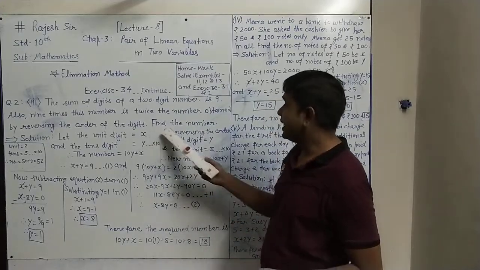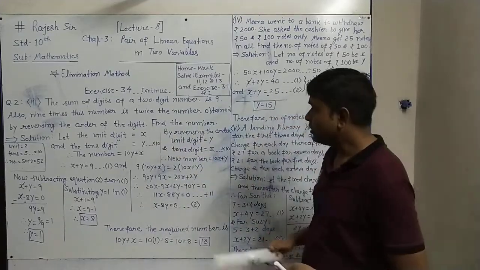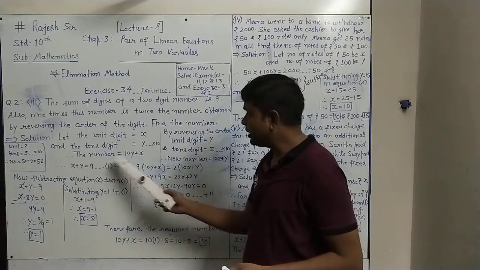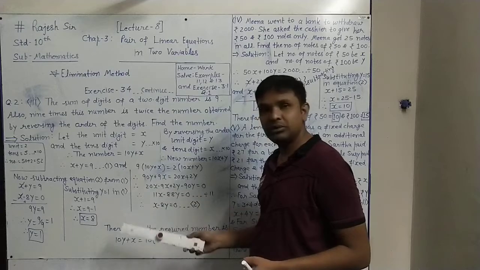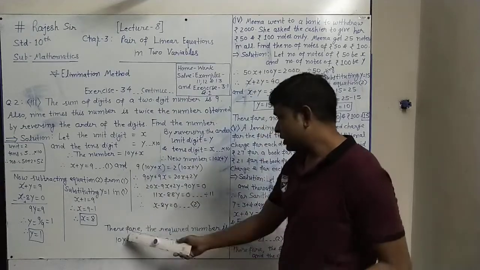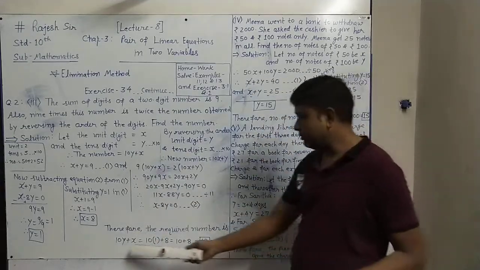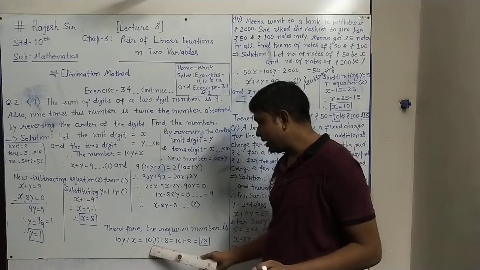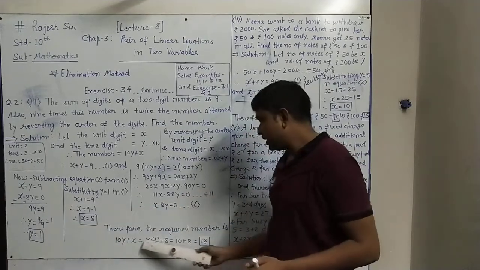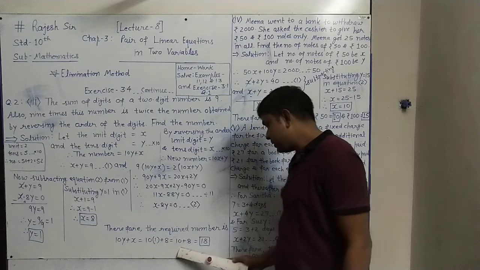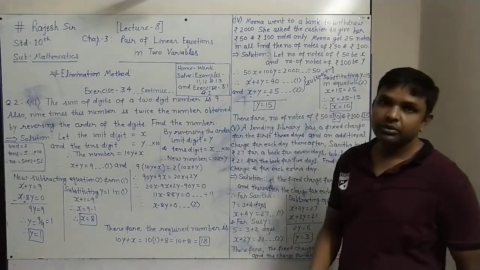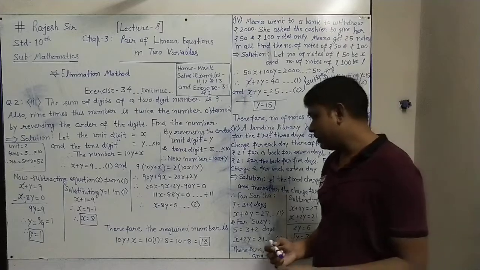So the question is to find the number. As we have seen here, the number is 10y plus x. So in this we have to place the y and x values to get the number. Therefore the required number is 10y plus x equals to 10 into y, which is 1, plus x, which is 8. So 10 ones are 10 plus 8. 10 plus 8 is 18. So this 18 is the required number.